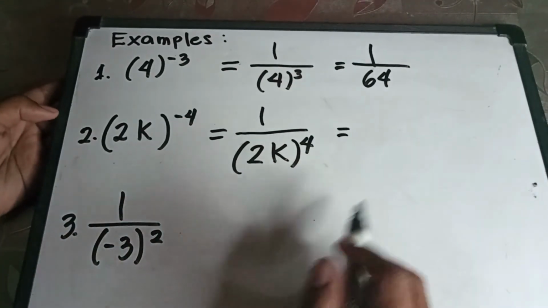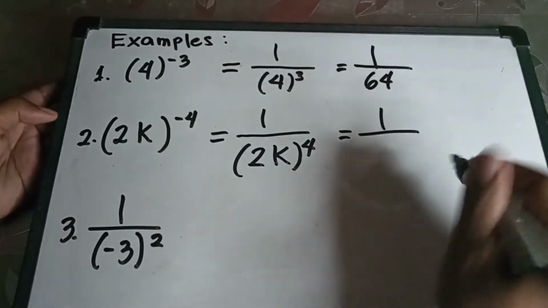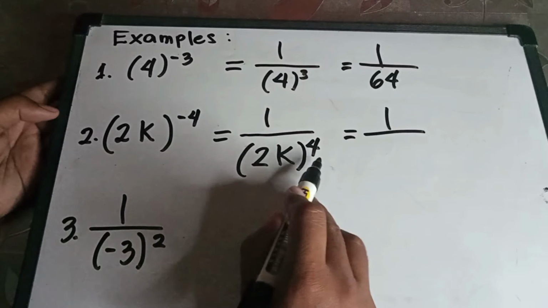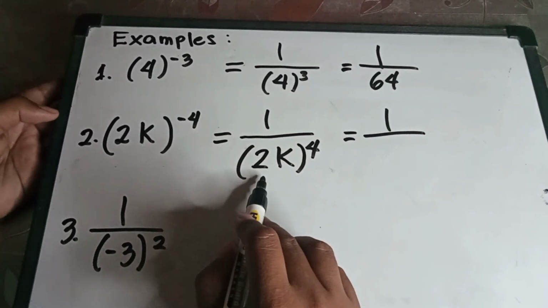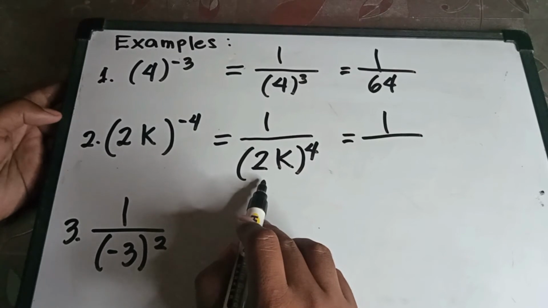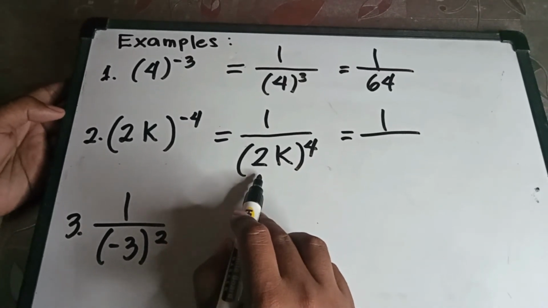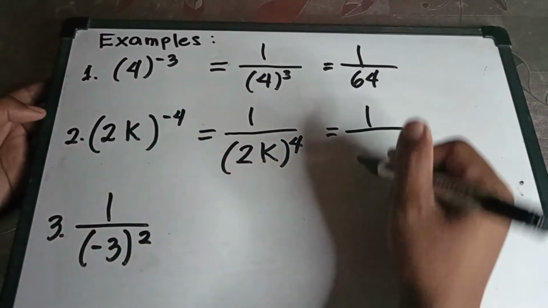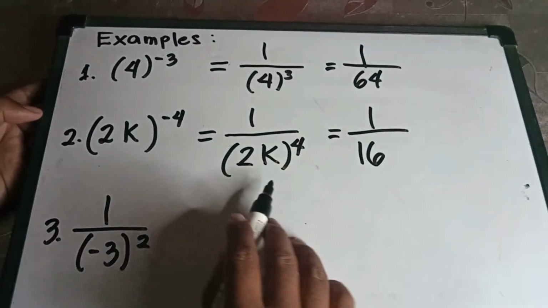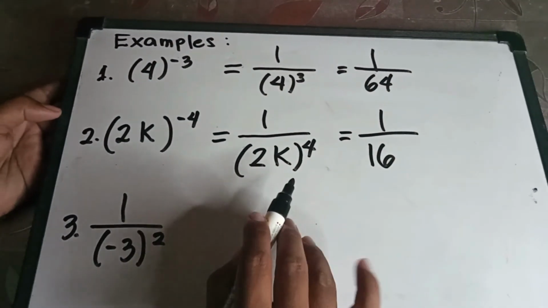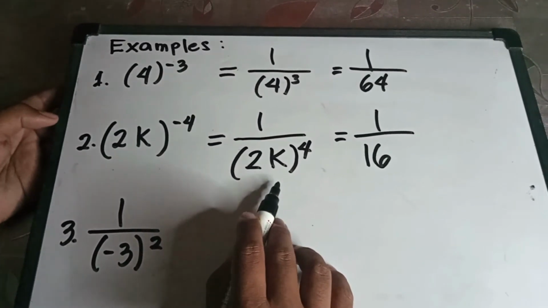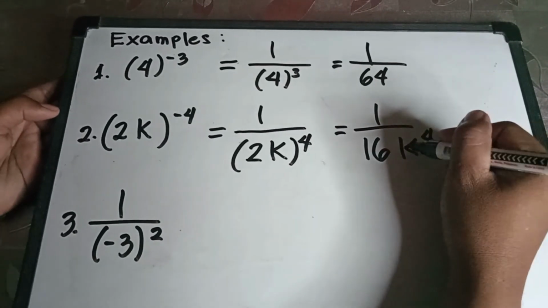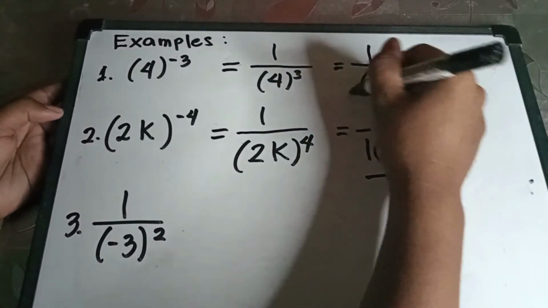Ngayon, by simplifying, so we have 1 over, so yung 2k, ibig sabihin, i-apply natin yung exponent na nandito sa 2 at k. So, 2 times 2 times 2 times 2. Ibig sabihin, 4 na 2 na pag-multiply natin. So, 2 times 2, 4 times 2, 8 times 2. So, we have 16. And then, k raised to 4. So, ibig sabihin, k times k squared times k cubed, tapos times k raised to 4. So, that is the final answer.